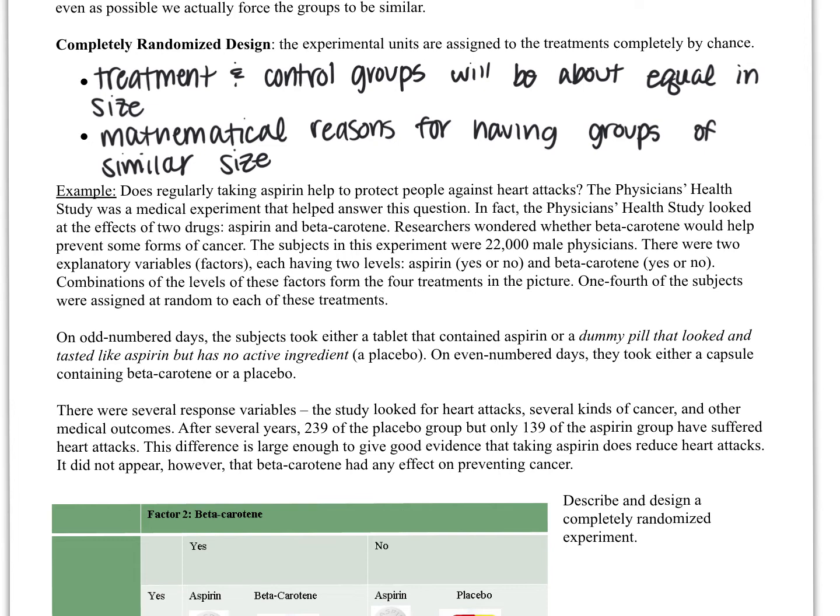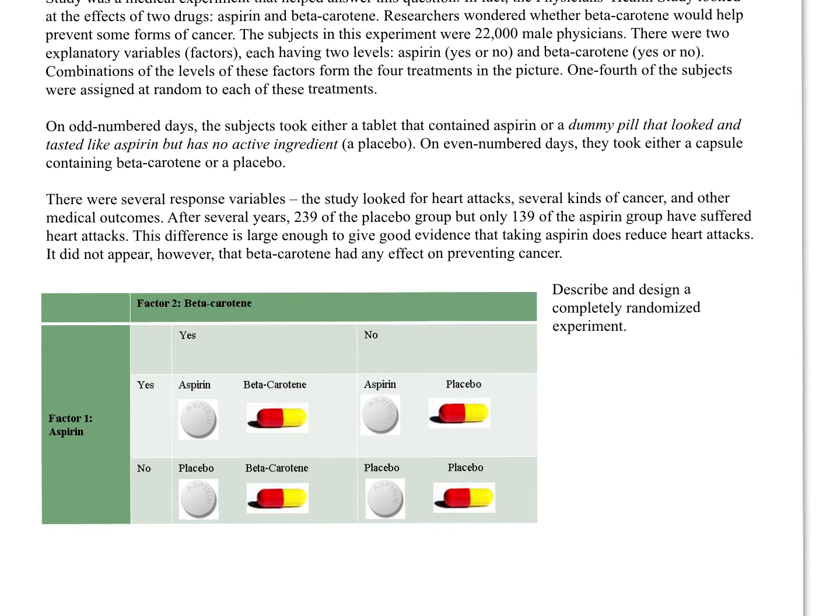There were two explanatory variables, also known as factors, each having two levels, aspirin, yes or no, and beta-carotene, yes or no. Combinations of levels of these factors form the four treatments in the picture. 1/4 of the subjects were assigned at random to each of these treatments. On odd numbered days, the subject took either a tablet that contained aspirin or a dummy pill that looked and tasted like aspirin but had no active ingredient, so that was our placebo. And on even numbered days, they took either a capsule containing beta-carotene or a placebo.